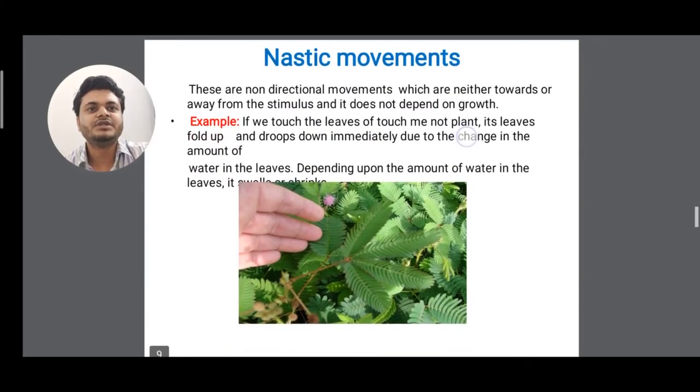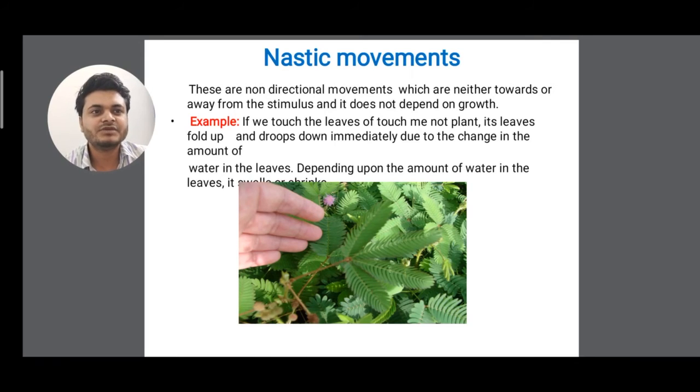So we have completed phototropism or phototropic movement. We have seen phototropism, geotropism, hydrotropism, thigmotropism, clear, and chemotropism. Now we come to nastic movement, clear. These are non-directional movements which are neither towards nor away from the stimulus, and they do not depend on growth, clear.